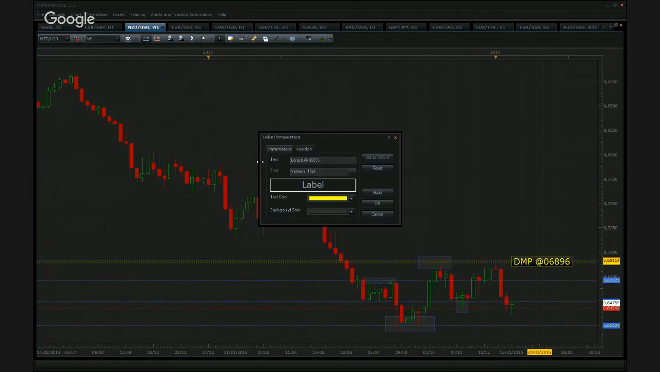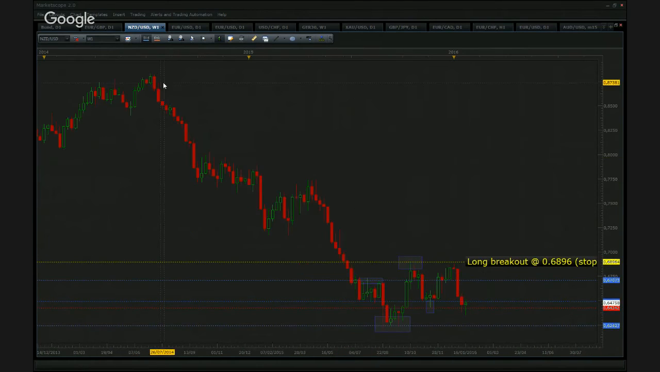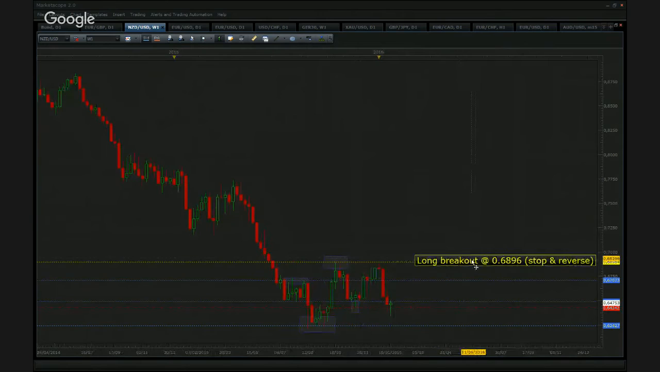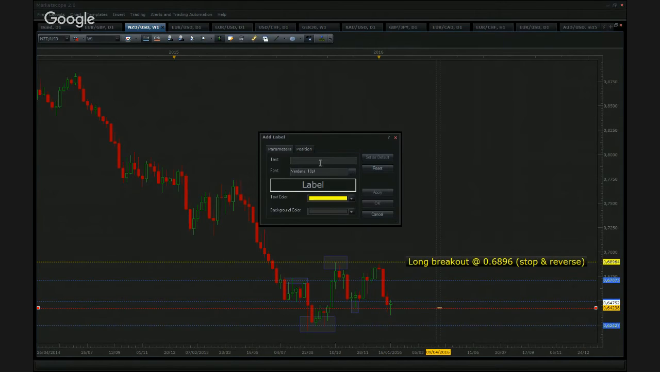Sorry guys, it has been a very long day. With a stop and reverse, of course, because it can be just a trap to pick up the trailing stops of the sellers. So 0.6896, keep an eye on this level, a very important level. And then the same thing applies here at 64.24. It's a bit late because the trade happened a couple of days ago.